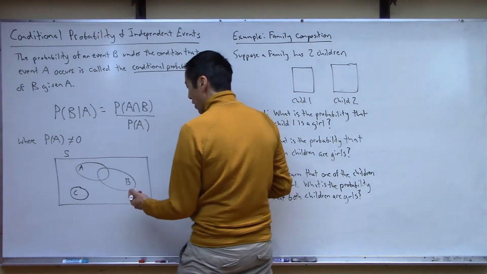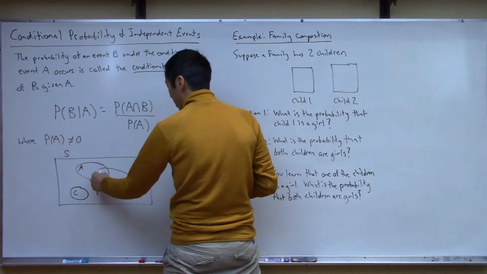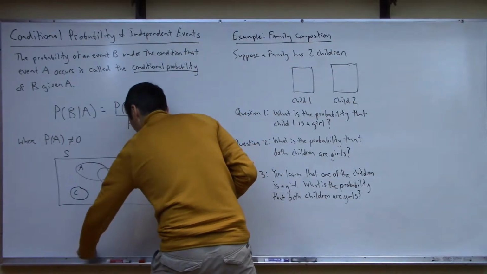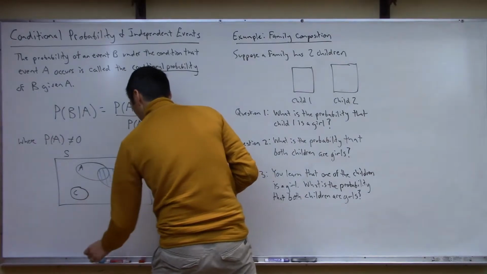Now, what we're interested in is if you first say, well, what's the probability of B? You can see that it's just this area. Maybe let's do this in blue cross hatching, like we were using earlier. Okay, that's this area.